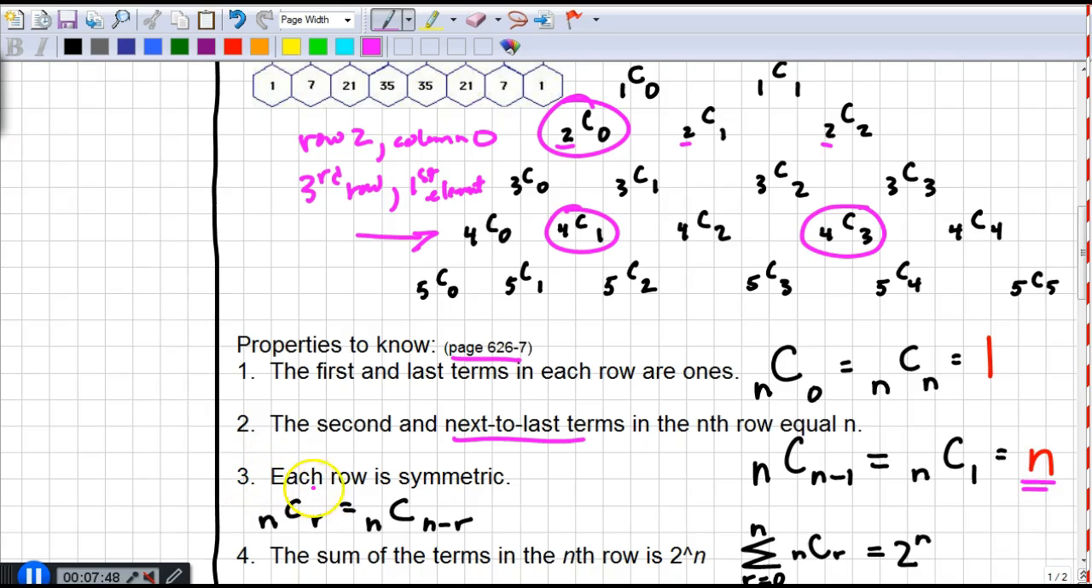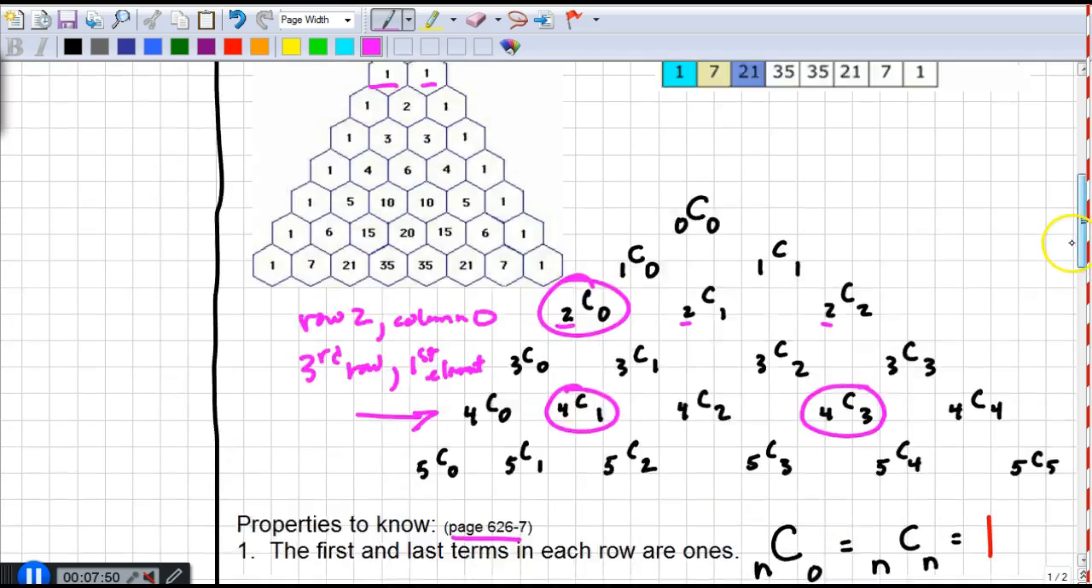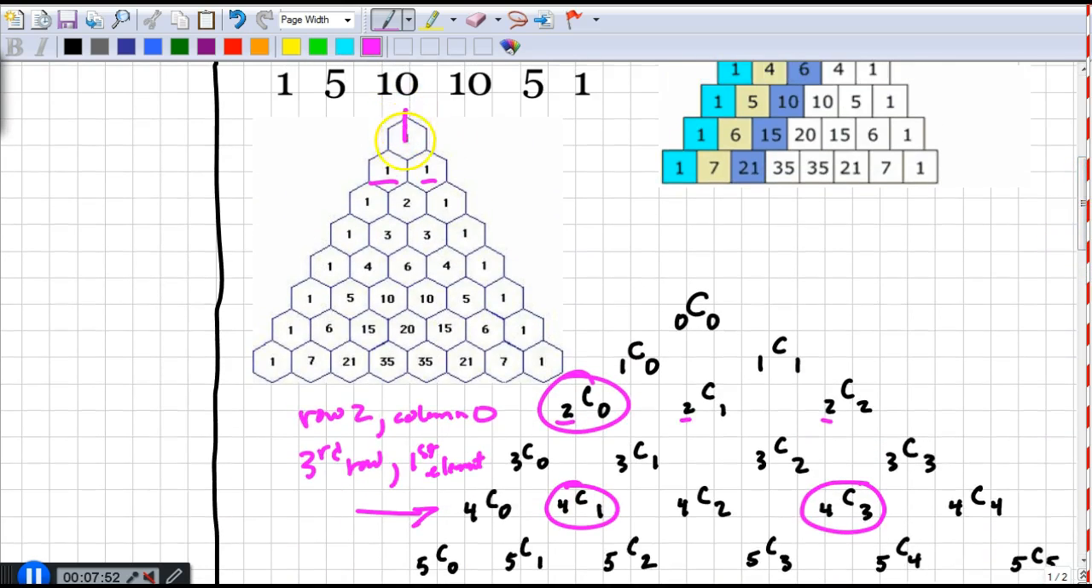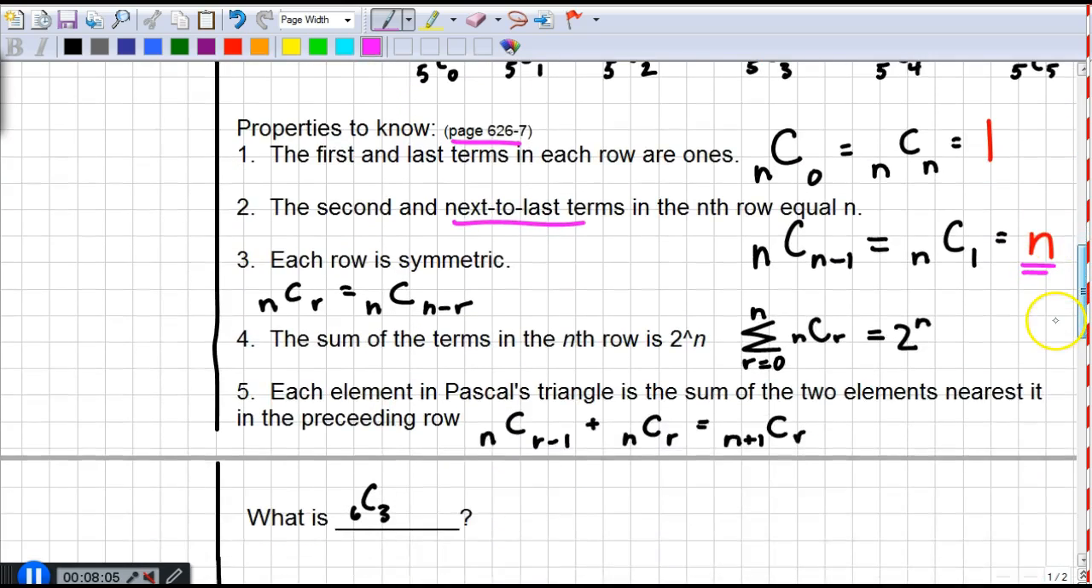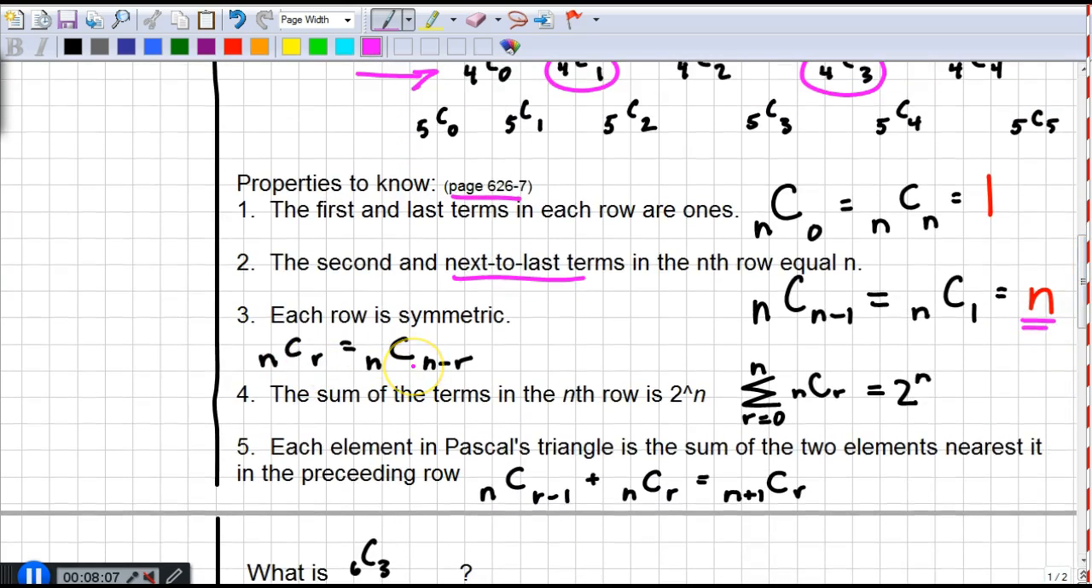Third property says that each row is symmetric. I think that that's fairly obvious here. If you cut the triangle in half vertically and you fold it on itself, the 3 would line up with the 3, the 4 would line up with the 4, the 5 would line up with the 5, and so on. So indeed it is symmetric. I think that that's an easy idea to remember.